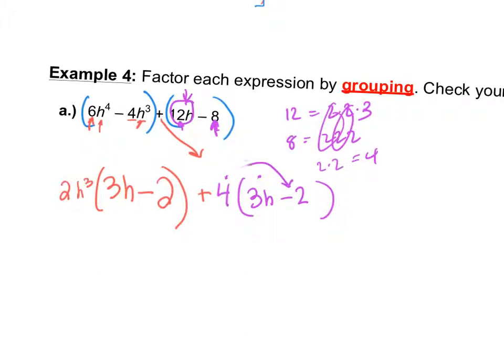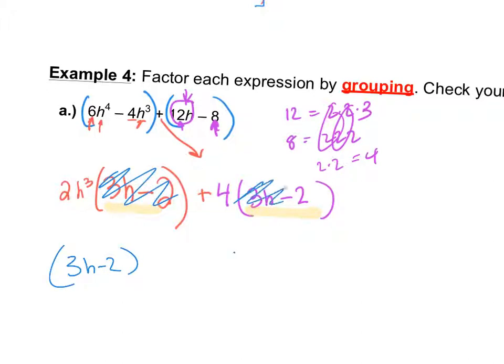Now from here, you step back and look at the whole thing, and hopefully you will recognize that you have this parentheses, which is the same. Which means that when you go to factor, you need to factor out even more. You take out that 3h minus 2 that they have in common, that's the GCF, and if it helps you to cover it up, you're left with 2h cubed plus 4 in the other parentheses.